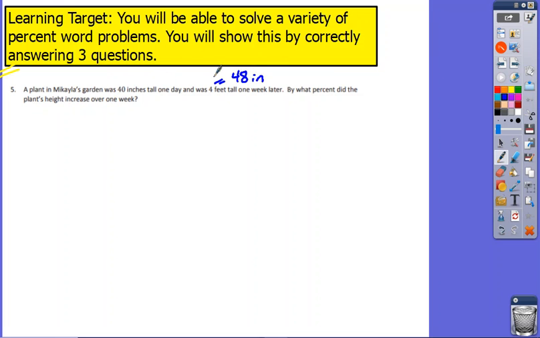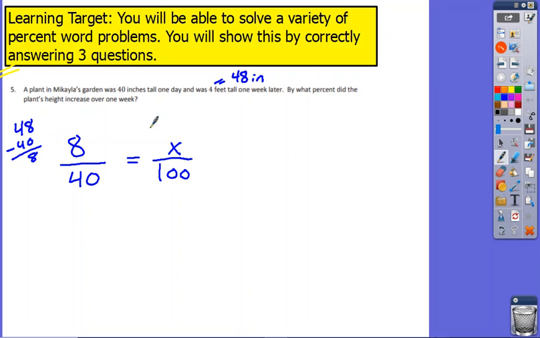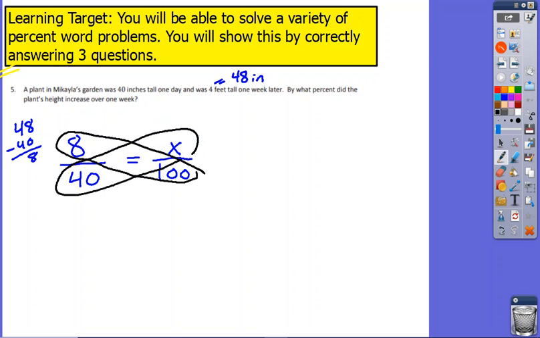So how much did it increase? It increased 8. If you remember our percent change, line equals line 100. The change goes on the top, so this 48 take away 40 will go on the top. And then what it originally was, so it started as 40, is going on the bottom. Now that looks like a nice pair. I think we're going to get a good answer on this one. 40x is 800, divide by 40, and x is 20%.